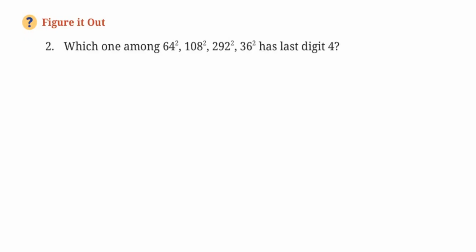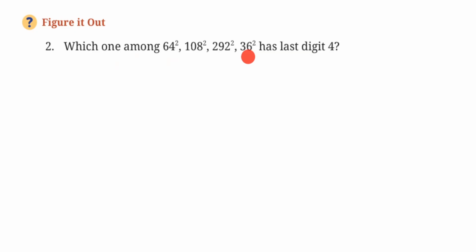Hey everyone, here's a question from chapter A Square and a Cube. This is based on the new syllabus for class 8th. This is the second question from Figure It Out. The question is, which one among 64 squared, 108 squared, 292 squared, 36 squared has the last digit 4?